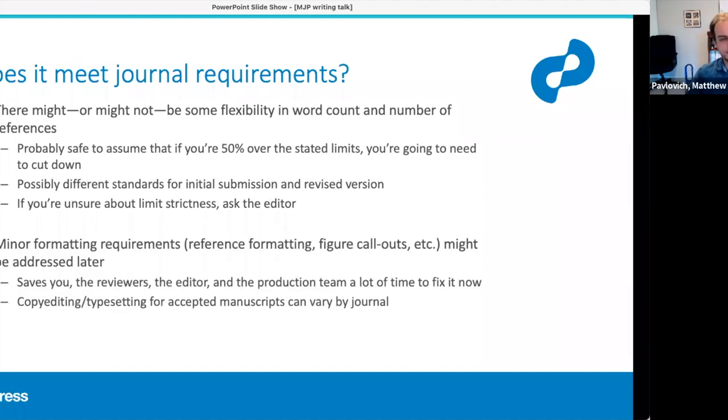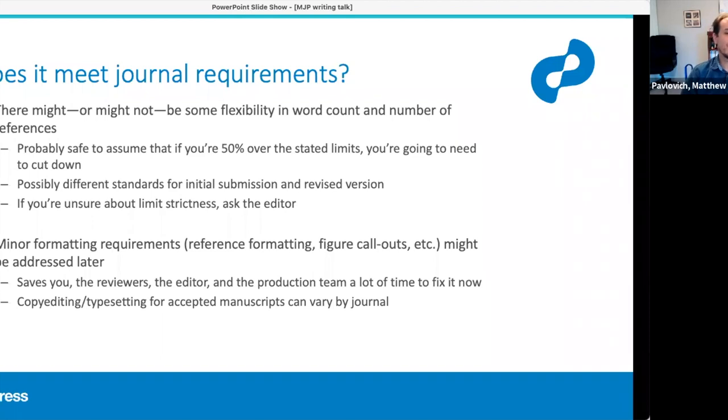Some of the minor formatting requirements can be addressed later, but it probably saves everyone time to figure it out now. A good example is figure callouts. Before we publish your review, we're going to make sure that all of your figures are mentioned in the text, you know, figure one or see figure 2B or something like that. You can do that at the very end of the process, right before it's published. But if you do it at the beginning, it's going to save the reviewers and the editor a lot of hassle in trying to figure out what part of the text that figure 2B relates to.